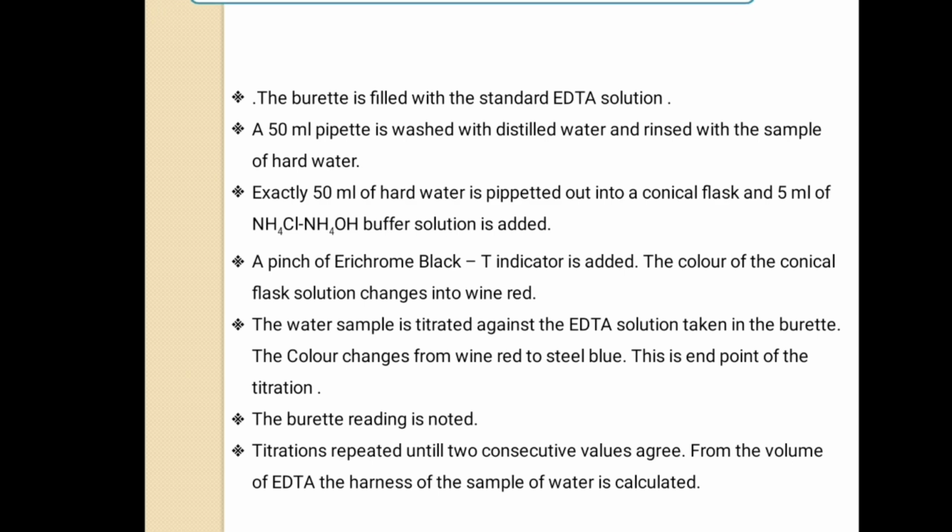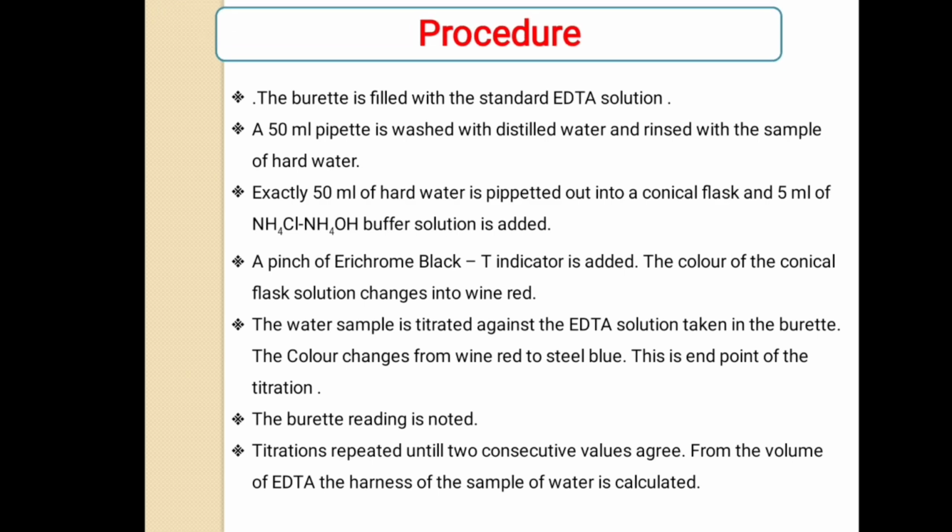Procedure: the burette is filled with a standard EDTA solution, and a 50 ml pipette is washed with distilled water and rinsed with a sample of hard water. Exactly 50 ml of hard water is pipetted out into a conical flask, and 5 ml of ammonium chloride and ammonium hydroxide buffer solution is added. A pinch of Eriochrome Black T indicator is added. The color of the solution in the conical flask changes to wine red.